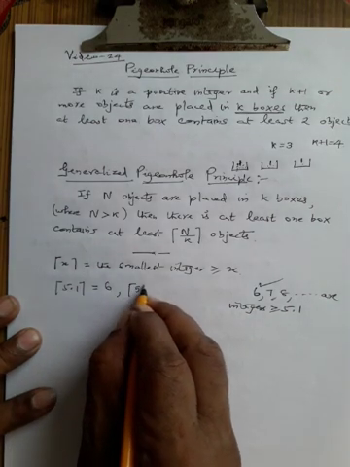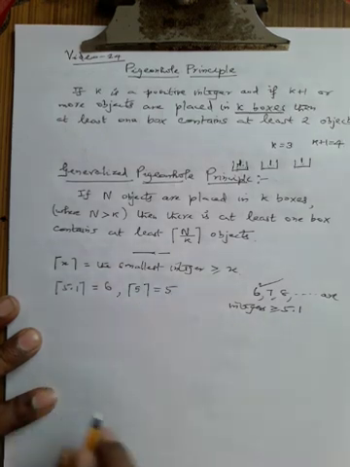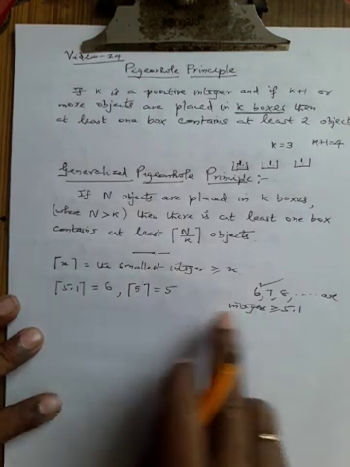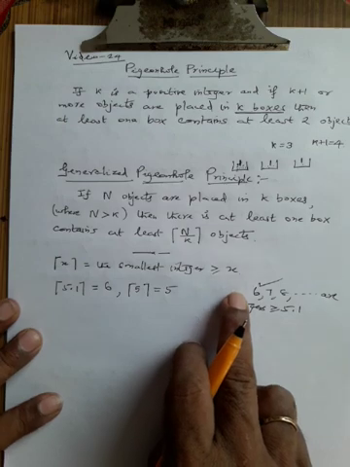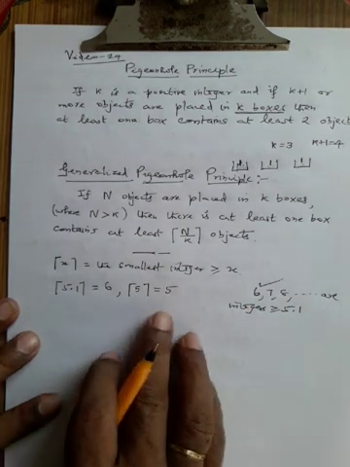For the integer 5, the ceiling function is going to be 5, because all integers greater than or equal to 5 include 5 also. The least is 5. So this is the meaning of the ceiling function.